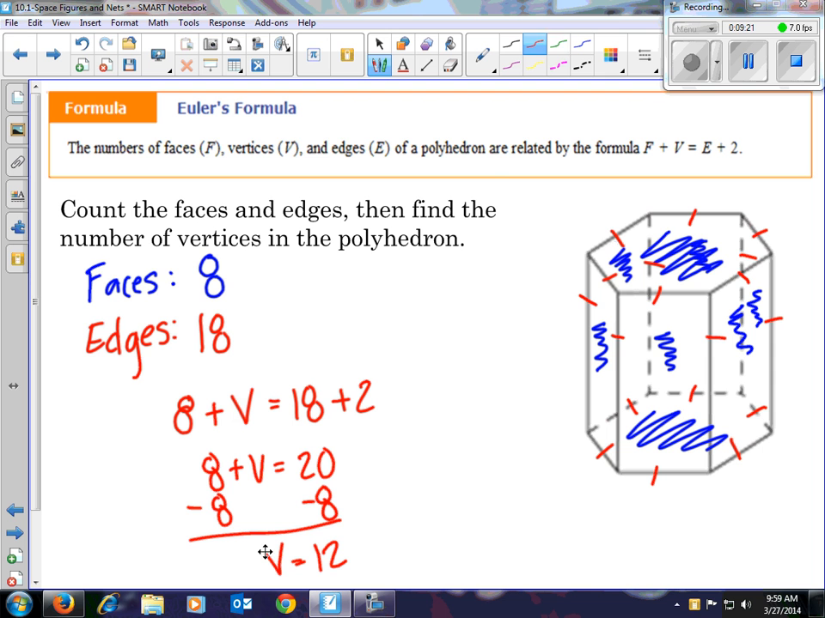And now we can count our vertices to double check. And remember, our vertices are where we have our corners. So I have 1, 2, 3, 4, 5, 6, and then 7, 8, 9, 10, 11, 12. So I ended up with 12 vertices, which is what it told me by using Euler's formula.